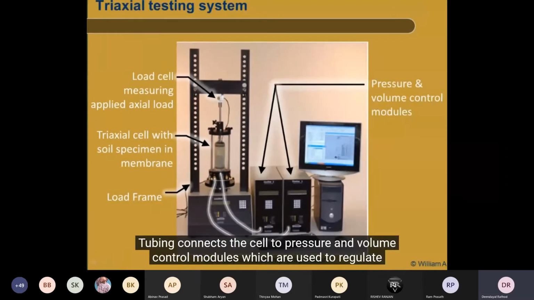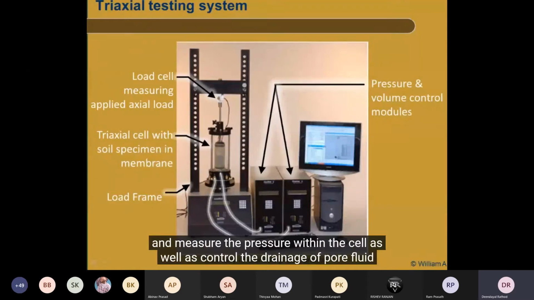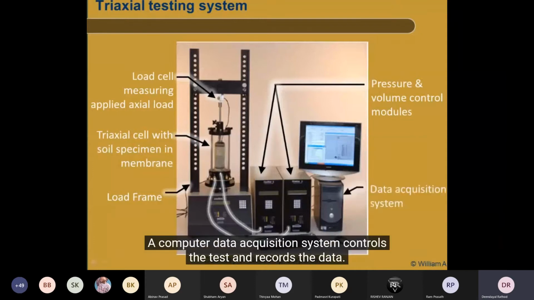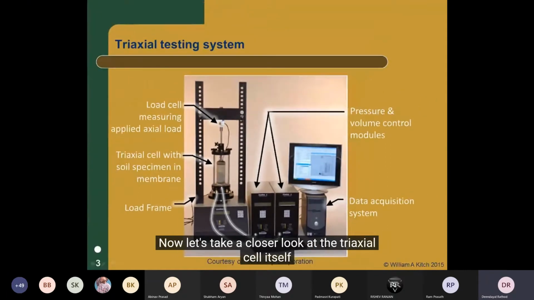Tubing connects the cell to pressure and volume control modules, which are used to regulate and measure the pressure within the cell, as well as control the drainage of pore fluid out of the specimen. A computer data acquisition system controls the test and records the data. Now let's take a closer look at the triaxial cell itself.